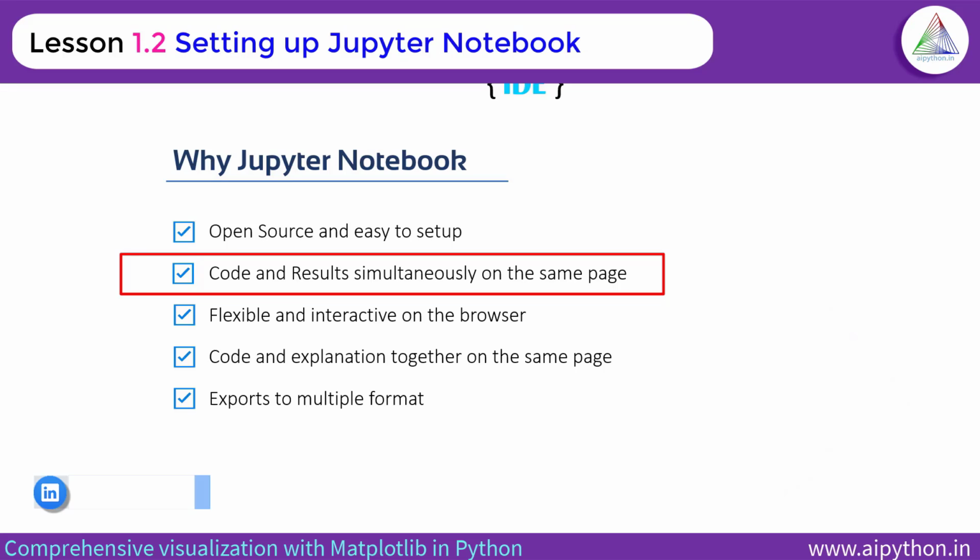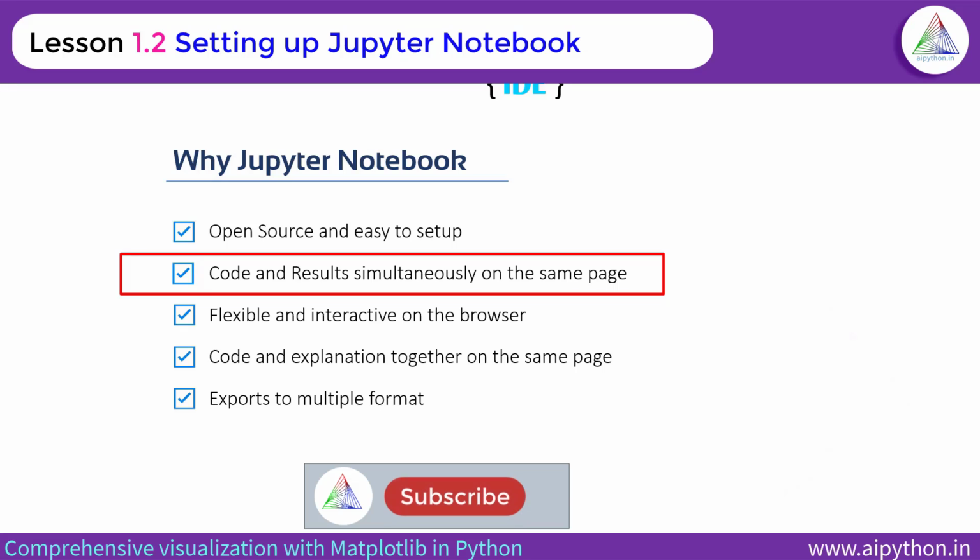The second one is code and results simultaneously on the same page. What it means is, when you write your code, the next line of your code is the result. Generally you can see this in REPL, right? In the Python interactive environment, you write some line and you get the result in the very next line. It is the same approach, but you can write a bunch of lines together and then run them together as a cell. That particular block is called a cell. You can write all the information and next to the cell you will get the result. Don't worry, we will see everything in action, so everything will be clear to you in case you are not aware of Jupyter Notebook.